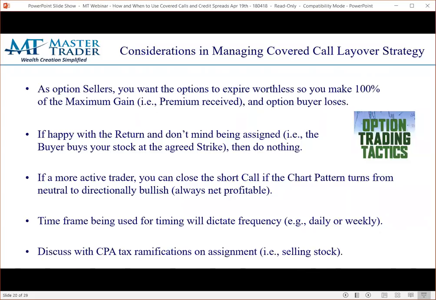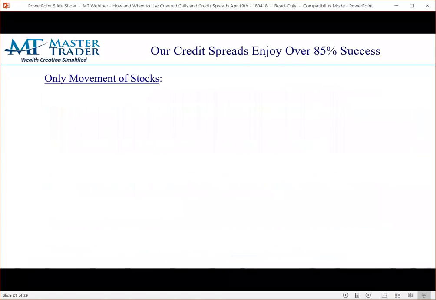And discuss with your CPA the tax ramifications. I don't want anybody mad that's holding Procter & Gamble for 10 years and then letting the stock get assigned and then having a big long-term capital gain. I don't want that email. But there's ways of handling that.